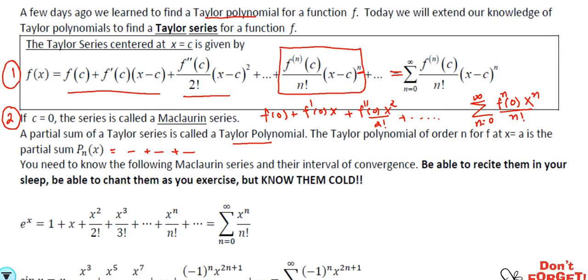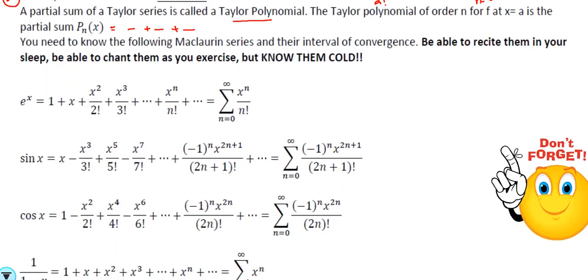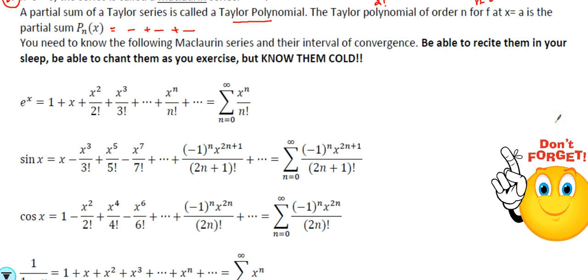Again, these are also called power series. Why do we call them power series? Because we have a power of n. So they are Taylor series, they are Maclaurin series, but they are also called power series. So we need to know the following Maclaurin series and their intervals of convergence. So let's talk about these 4 very popular ones. Memorize them, know them very well.